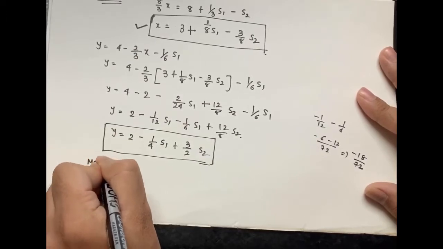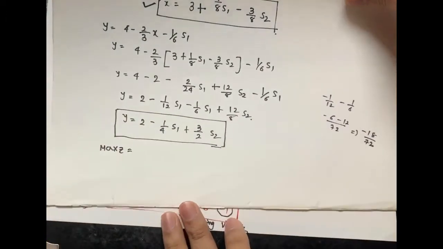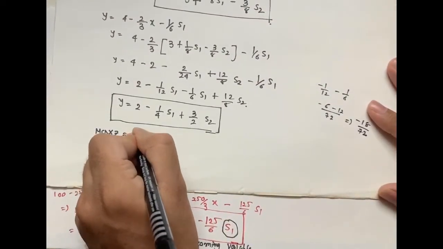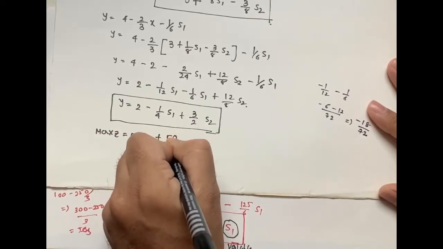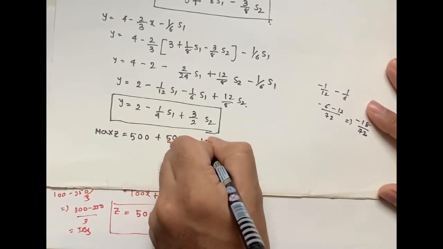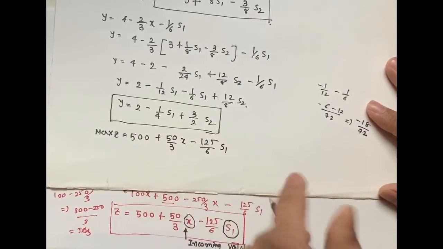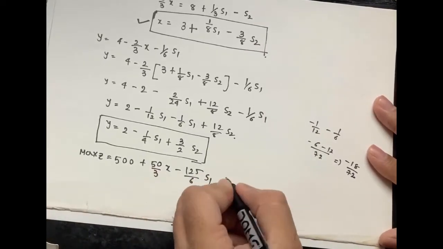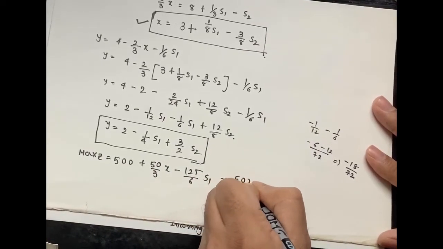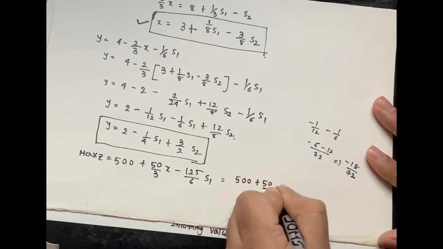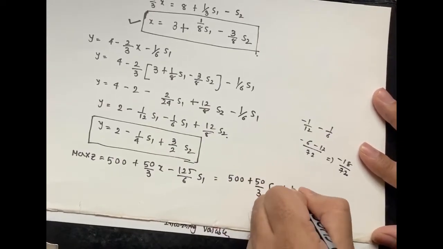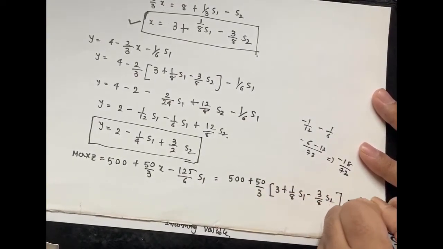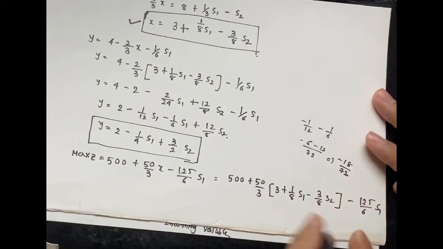What is my maximization function? My maximization function in the previous case was this one. So I am rewriting that: 500 plus 50 by 3 x minus 125 by 6 s1. Putting the value of x in this equation, what I'll get is 500 plus 50 by 3 into x, that is 3 plus 1 by 8 s1 minus 3 by 8 s2, minus 125 by 6 s1.